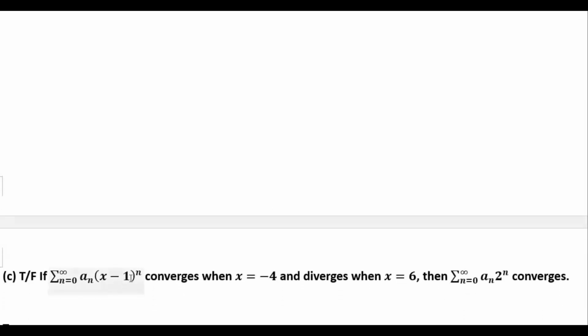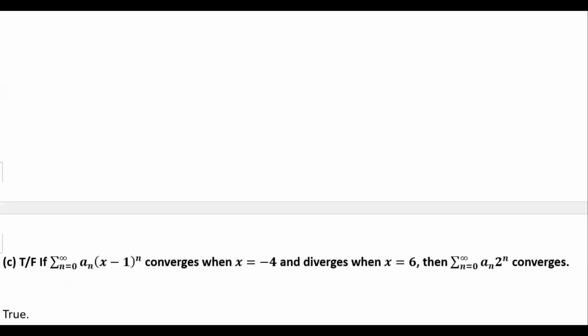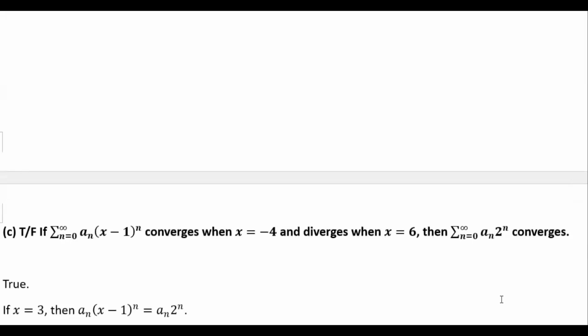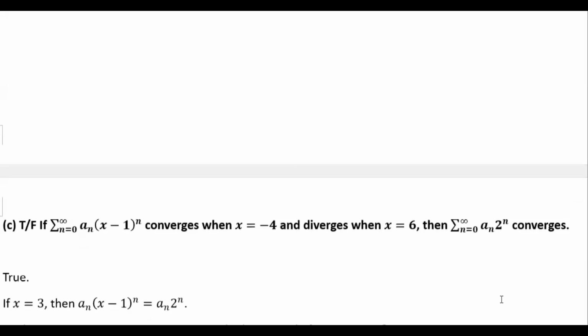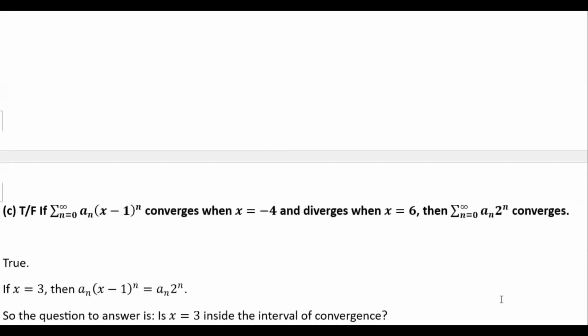if the sum of a sub n times (x minus 1) to the n converges when x is equal to -4 and diverges when x is equal to 6, then the sum from n equals 0 to infinity of a sub n times 2 to the n converges. Is this true? Is this false? This is true. This is, again, testing the concepts about interval of convergence, okay? So what value of x makes this guy into this? It's when x is equal to 3. Okay, we're going to pay attention to that. x is equal to 3. So now the question to answer is: is x equal to 3 inside the interval of convergence?